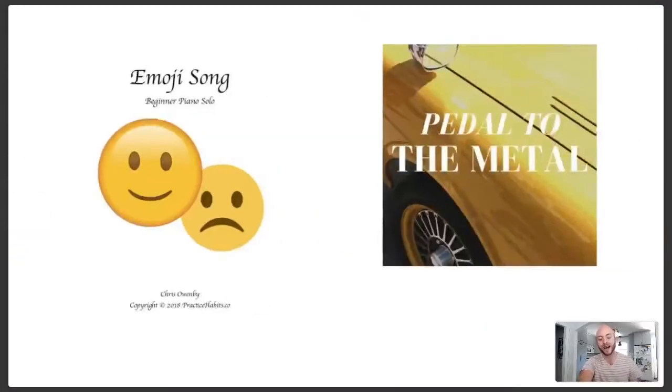Now, in this practice package, you're going to receive the Emoji Song, which is a newer addition to the catalog on PracticeHabits.co. If you can't tell from the little emojis there, it's a play on pop culture for sure, but it's also a play on major and minor. So incorporating the major 5-finger scale and the A minor 5-finger scale for students.